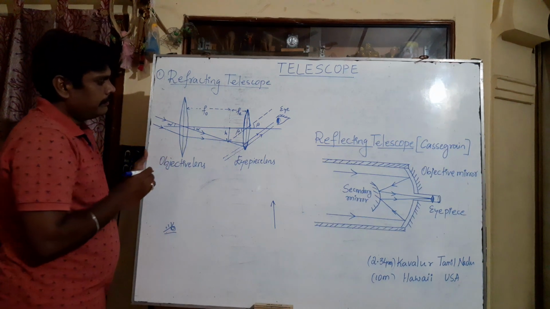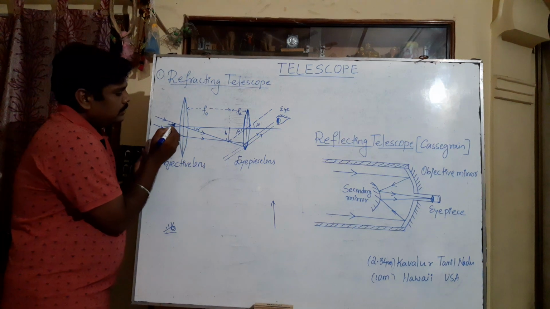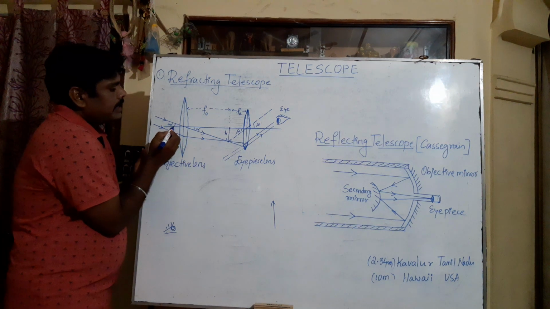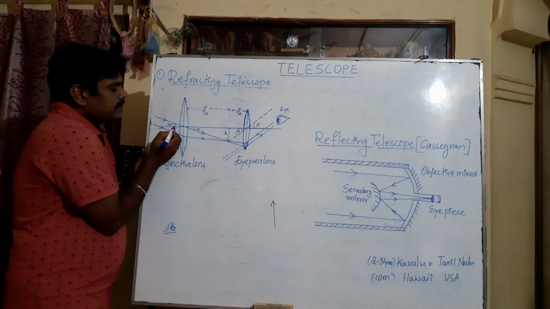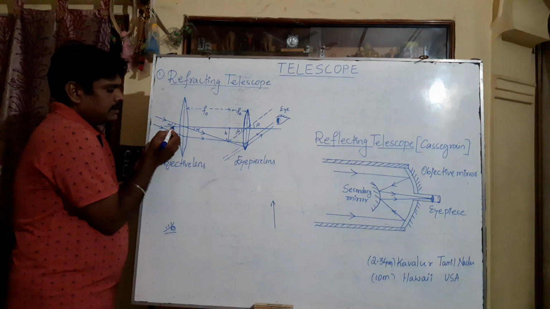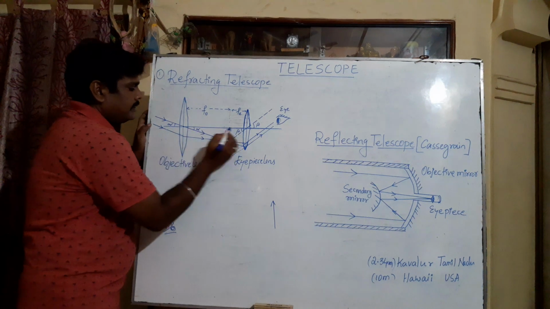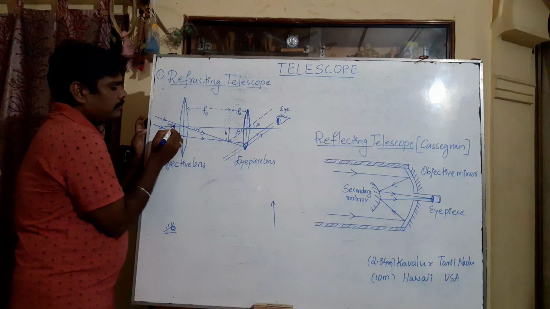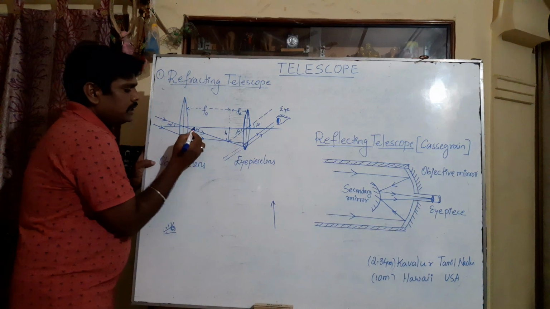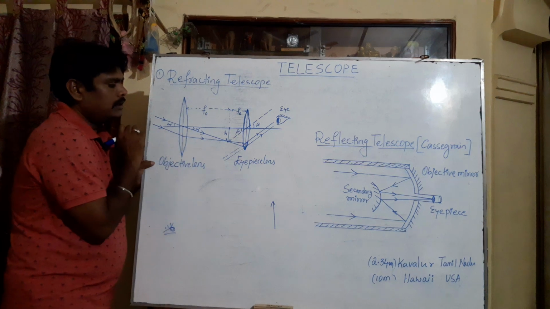So to define magnification, let us consider alpha. Alpha is the angle between the principal axis and the direction of the incident ray. This is the definition of alpha. The vertically opposite angle here is also alpha.